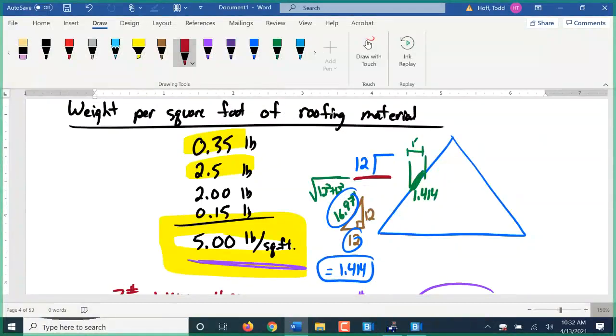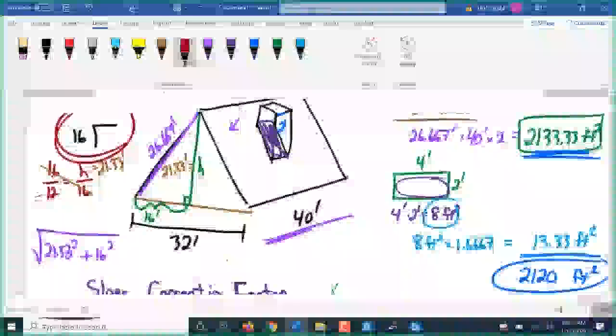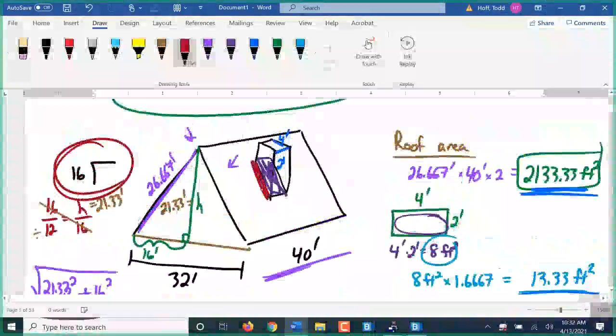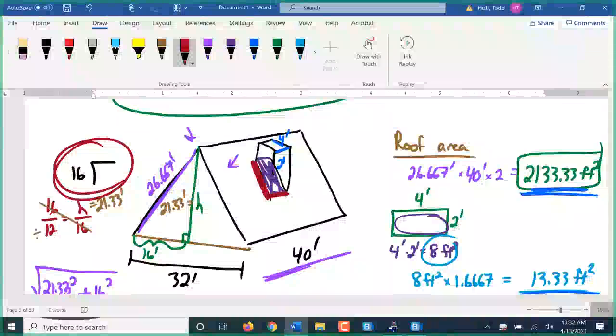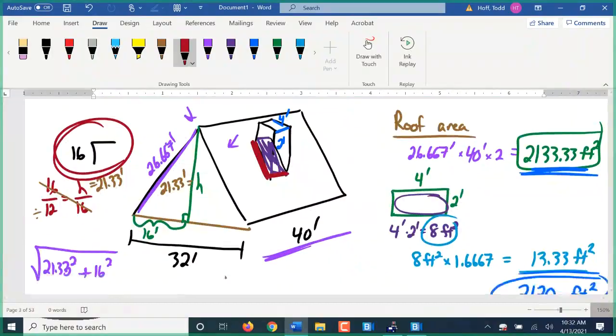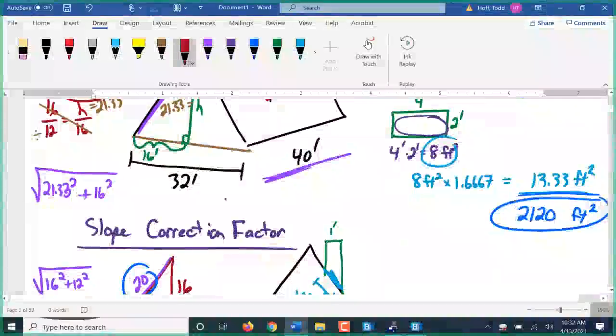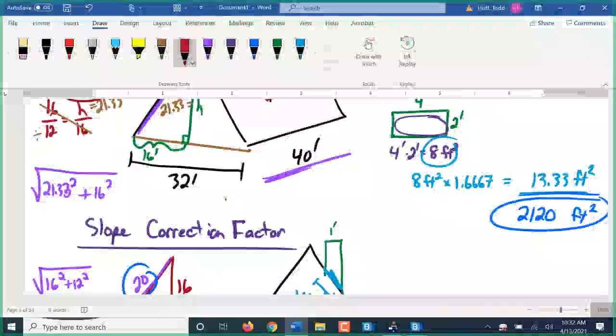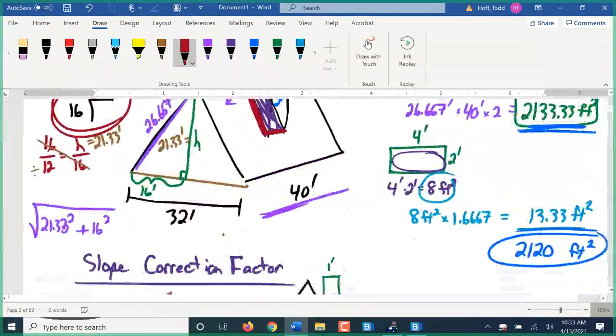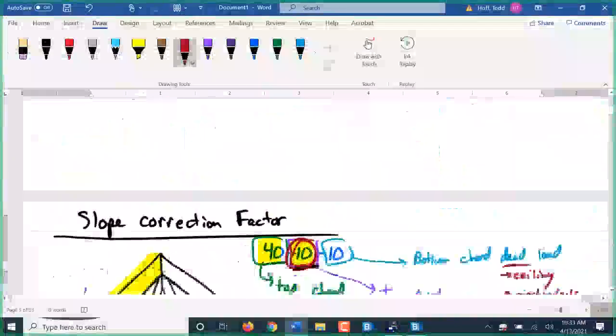It's a very handy little tool, because without it, you would have to do a lot of work to find the area of that chimney. You'd have to find this length and then multiply by the 2 feet. The width doesn't change, obviously. It's still 2 feet wide. But that 4 feet is going to become almost 7 feet, right around 6.667 down that slope. So that slope correction factor helps work with that very easily.